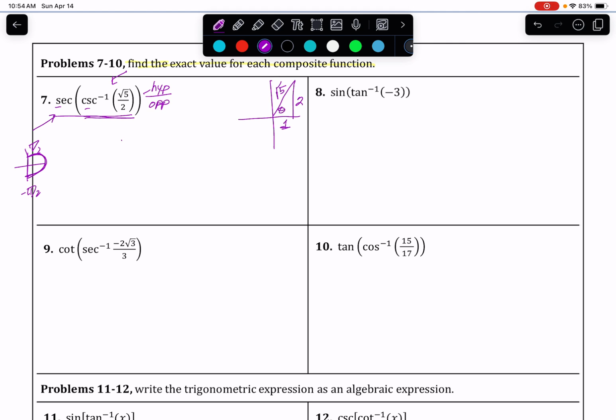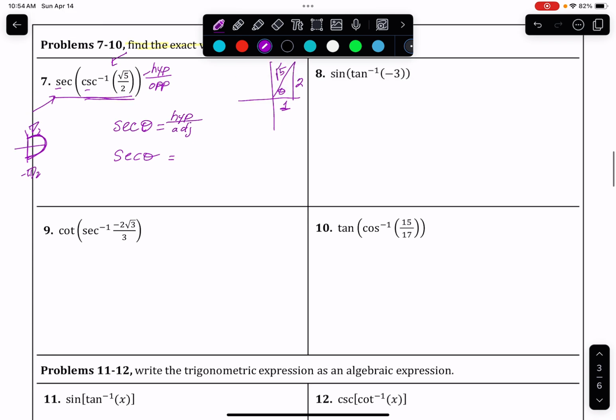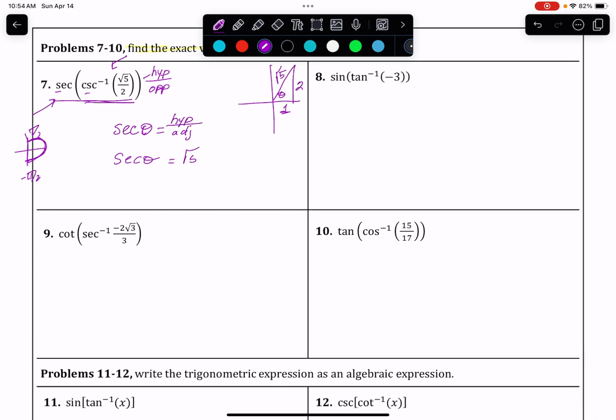We'll call that theta. So then we can say that secant theta would be equal to, and now just look for hypotenuse over adjacent, because that's what secant is, 1 over the cosine. So that's it. Secant theta would be equal to the square root of 5 over 1, or just the square root of 5.